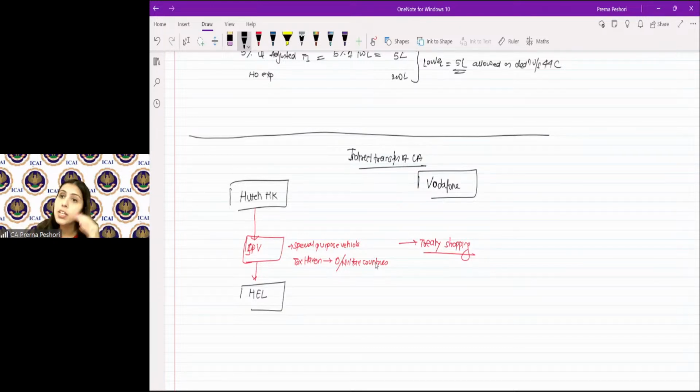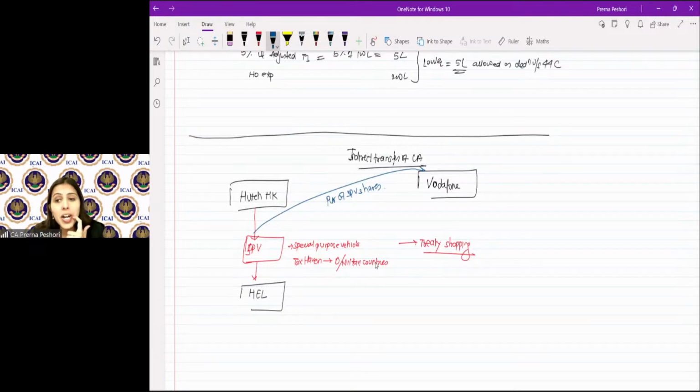So let's do one thing. Hutch was planning to exit from the Indian market. Vodafone said, I'm ready to purchase your business. So you give me the business in India. I want to enter into the Indian market. So what Hutch did is, they transferred the shares of SPV instead of the shares of the HEL.